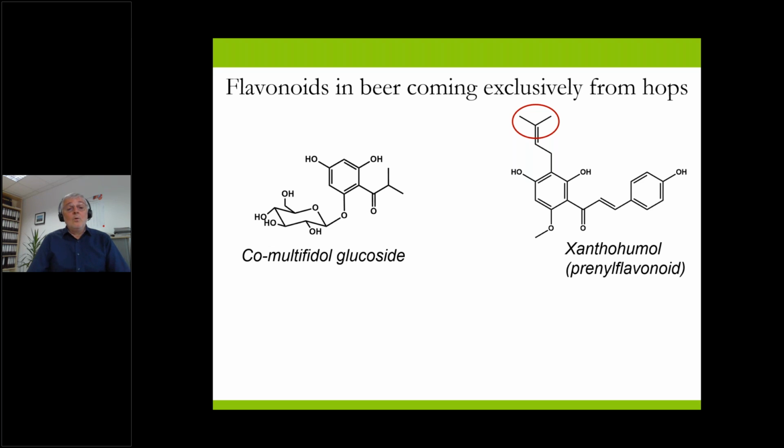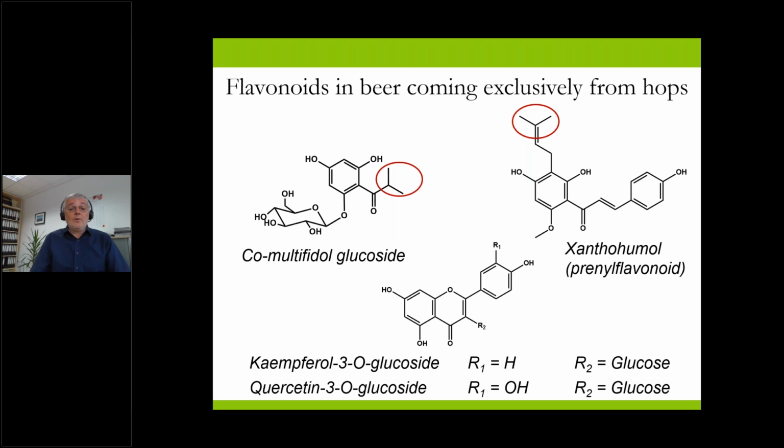Another compound is the co-multifidol glucoside. And this is an intermediate of the biosynthesis of alpha and beta acids. And I marked here this side chain. The main compound you can find in hops is the co-homologue. But there are also n- and ad-homologues of these multifidols present in hops because they are intermediates of the biosynthesis. And then we have the kaempferol glucoside and the quercetin glucoside.